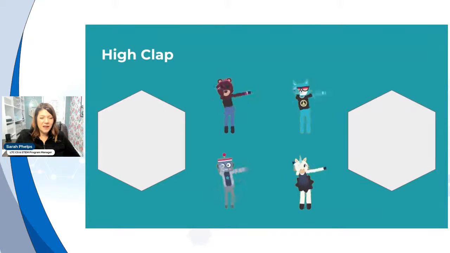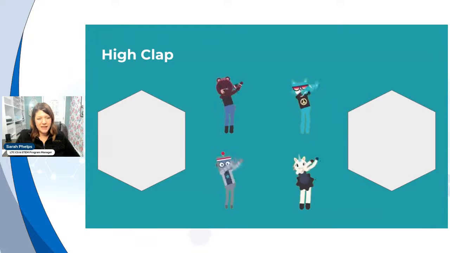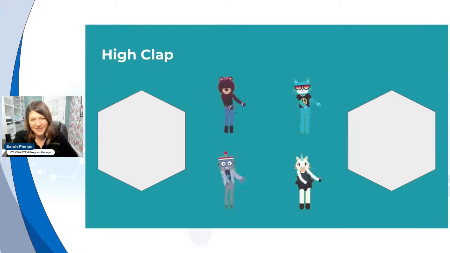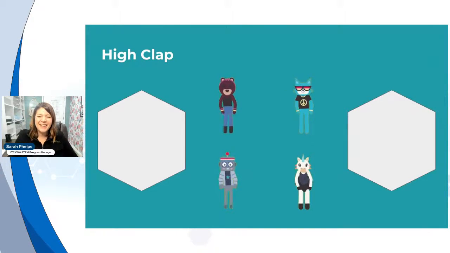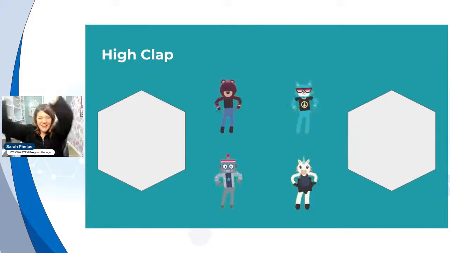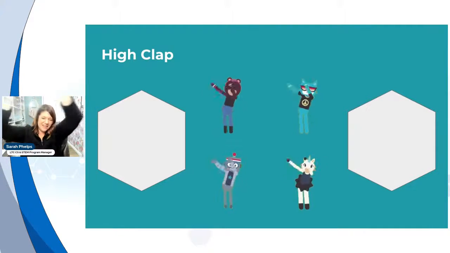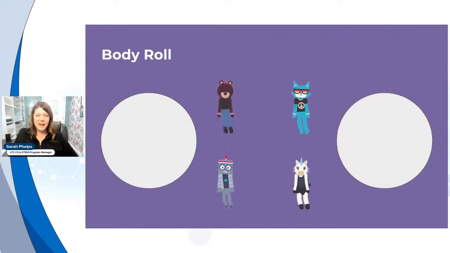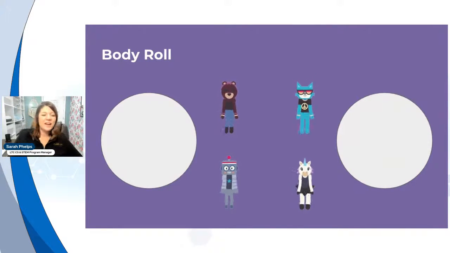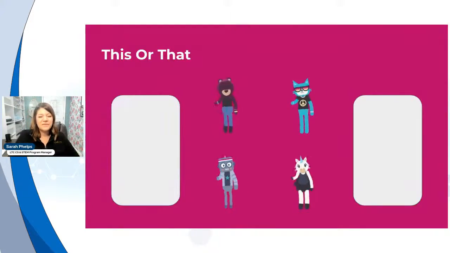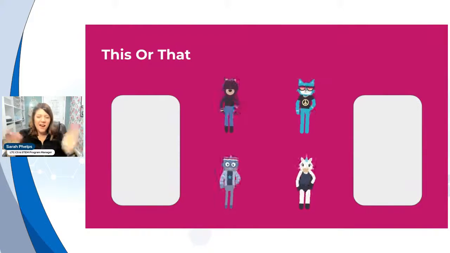Let's see, this is six-sided, right? I've got to go back to my fourth grade geometry. All right, so we have a hexagon here. We're doing a high clap on the hexagon. All right, a body roll on our circle. I don't know if I can move like that anymore. And then a this or that on our rectangle.